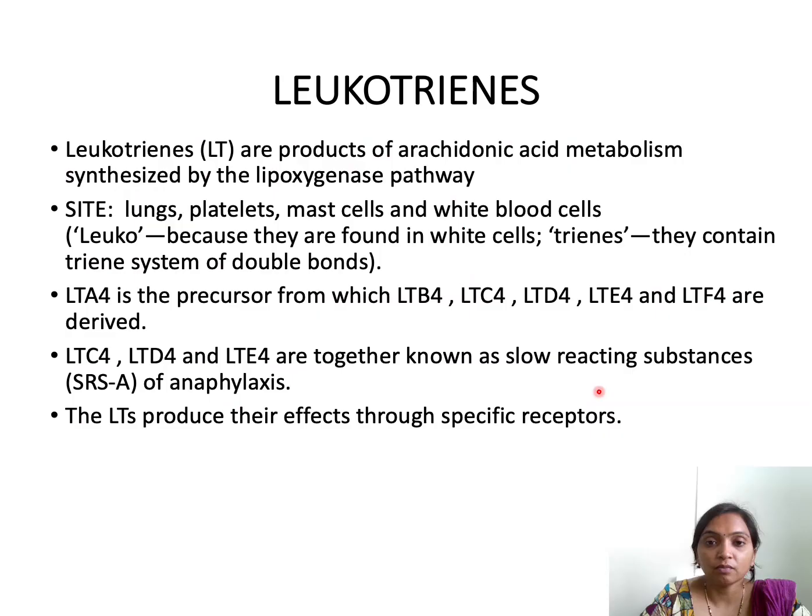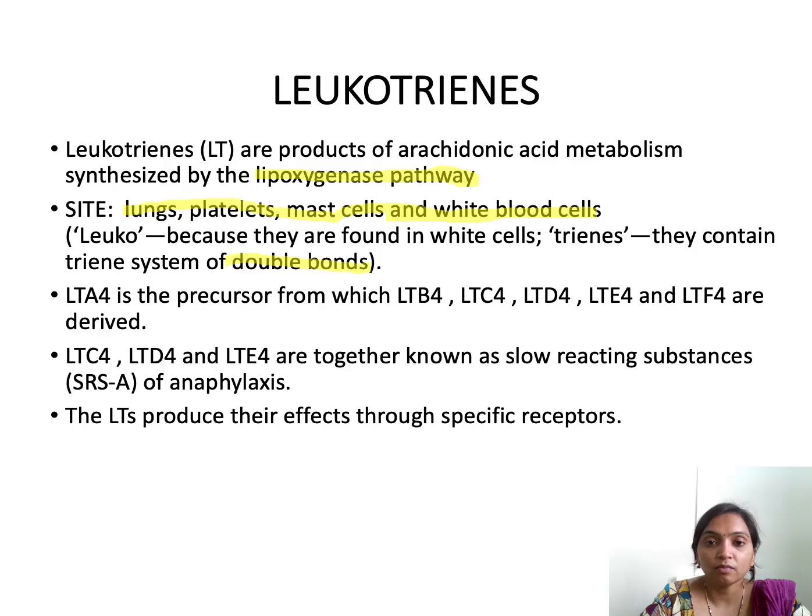Leukotrienes are also substances obtained from arachidonic acid metabolism, but they are obtained from the lipooxygenase pathway, unlike thromboxanes and prostanoids, which are obtained from the cyclooxygenase pathway. They are mainly present in the lungs, mast cells, platelets, and WBCs. Leuko means white, and trienes means having three double bonds.